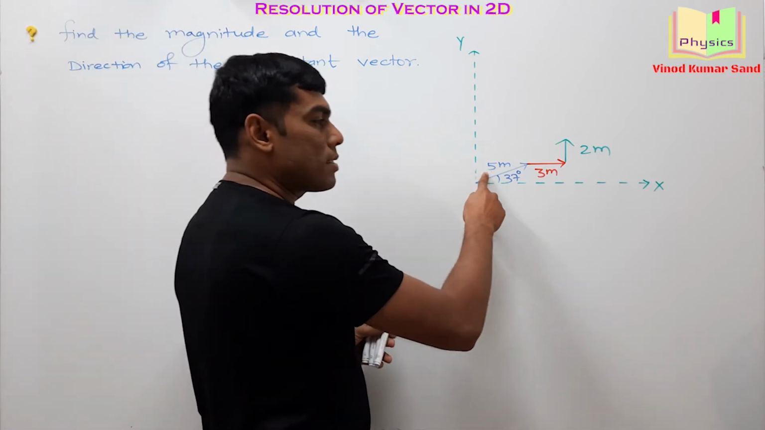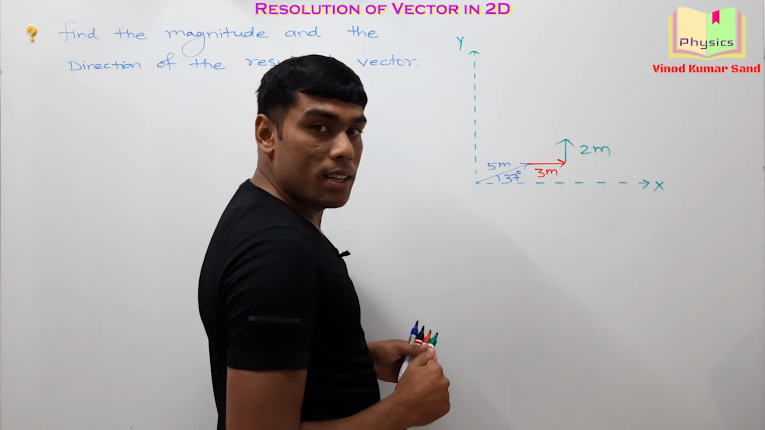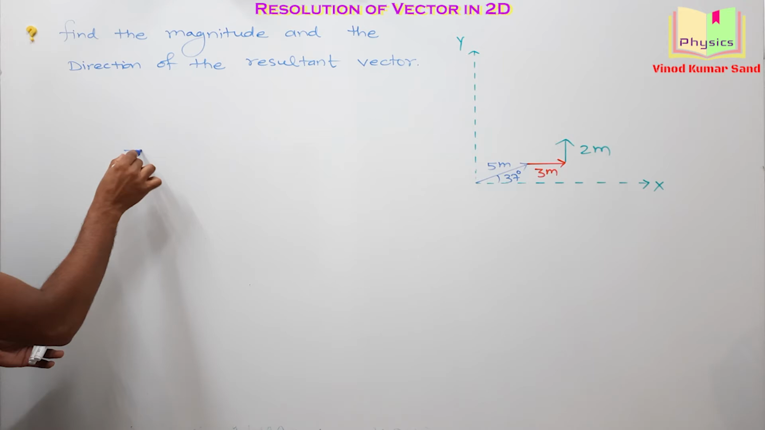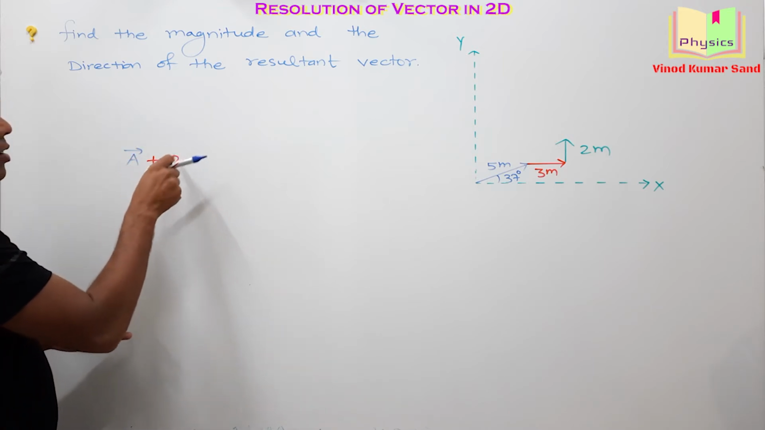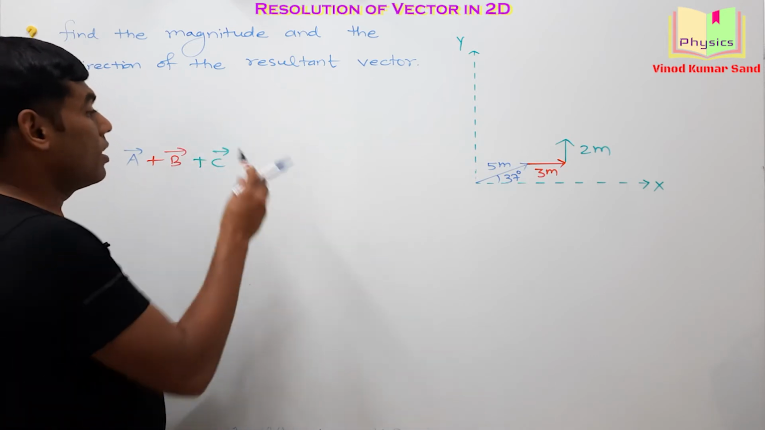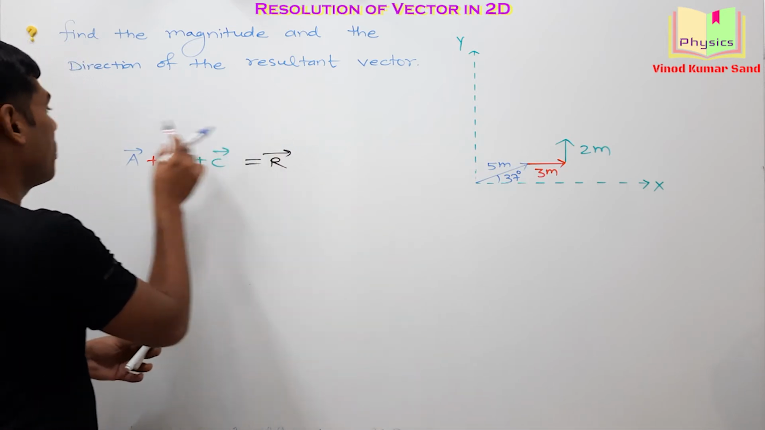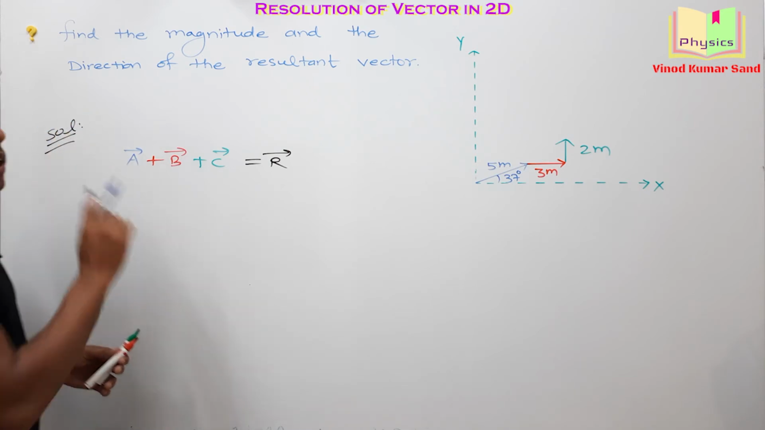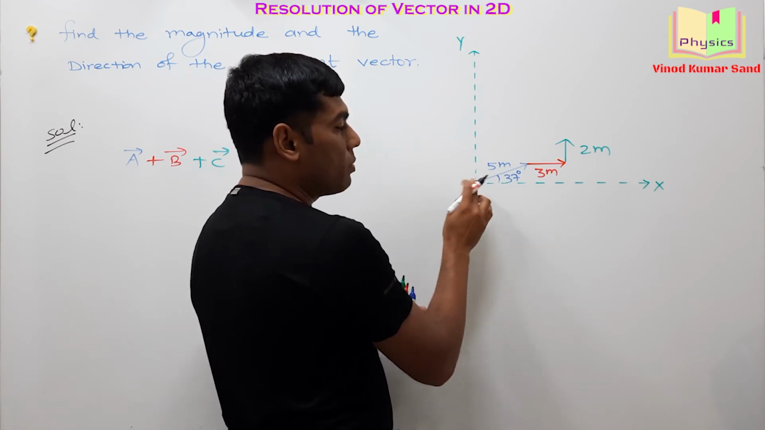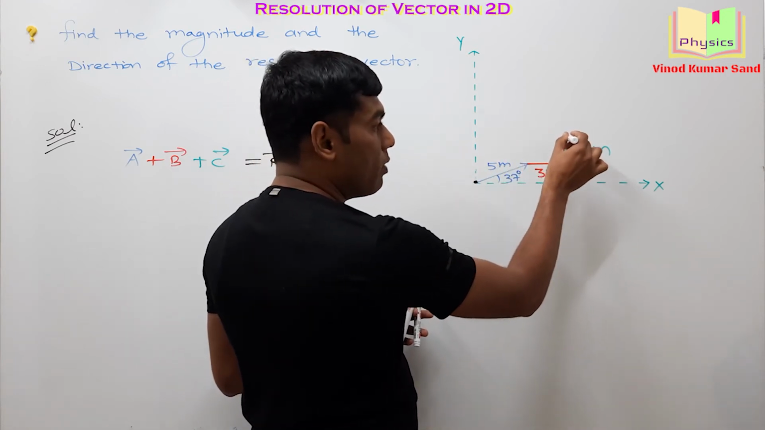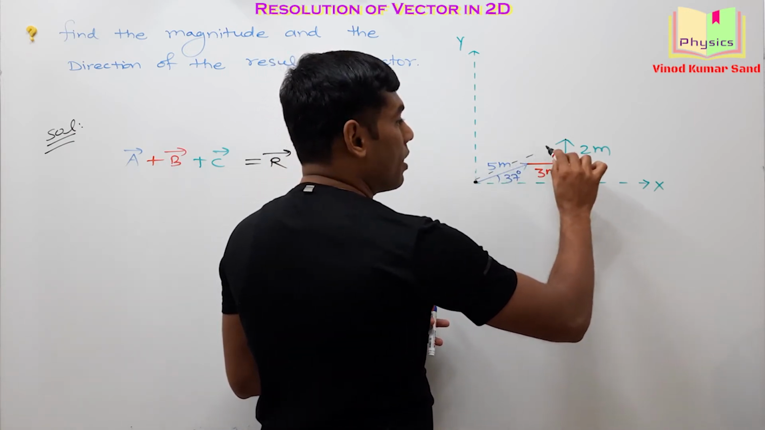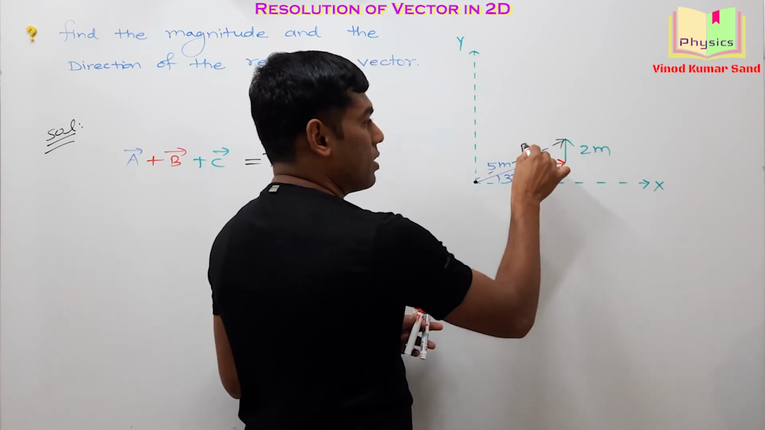Suppose we name this as A vector, this as B vector, and this as C vector. Then technically we need to determine the A vector plus B vector plus C vector. Do you agree? And this, let's say we are writing as R vector. According to the polygon law of vector addition, the R vector will start from the tail of the first vector and will terminate at the head of the last vector. It means the R vector will look like this.